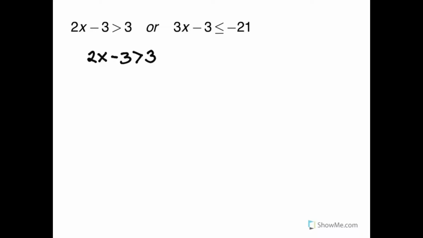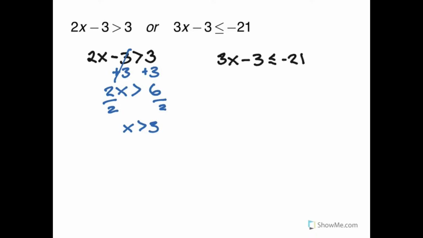Let's start with 2x minus 3 is greater than 3. To solve, we're going to begin by adding 3 to each side. That gives us a new inequality. 2x is greater than 3 plus 3, which is 6. Now divide by 2 on both sides, and x is greater than 3 is the result.